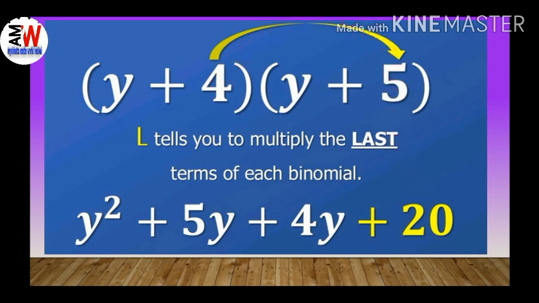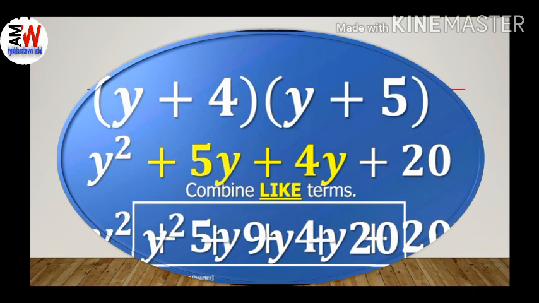The expression is y square plus 5y plus 4y plus 20. See here, combine the like terms: put y square as it is, 5y plus 4y are like terms, which is 9y, plus 20. The required answer is y square plus 9y plus 20. This is how you apply the FOIL method for multiplication of two binomials: first term by first term, y square; outer terms, 5y; inner terms, 4y; and last terms, 20.